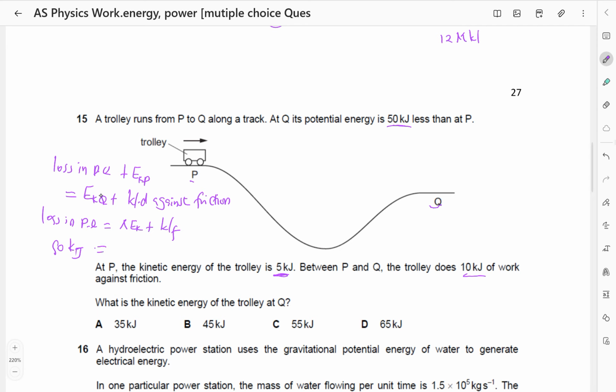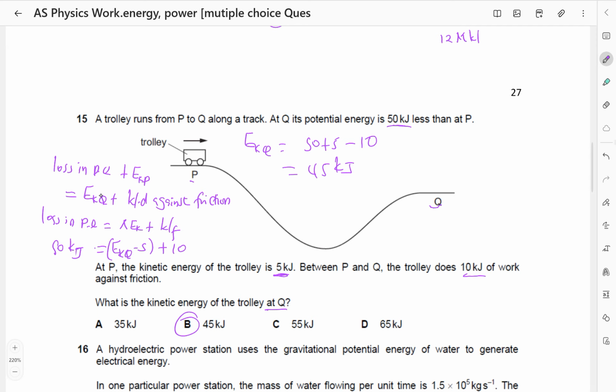So let the kinetic energy at Q be EKQ, then minus 5 at P. That is the change in kinetic energy, plus the work done against friction, which is 10 kilojoules. So I make kinetic energy at Q the subject. This will be EKQ equals 50, taking 5 the other side to become plus 5, and taking 10 the other side will become minus 10. So this gives me 45 kilojoules. So what is the kinetic energy of the trolley at Q? I'm saying the answer is B.